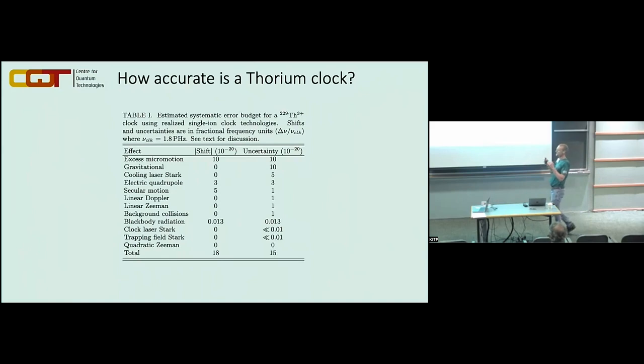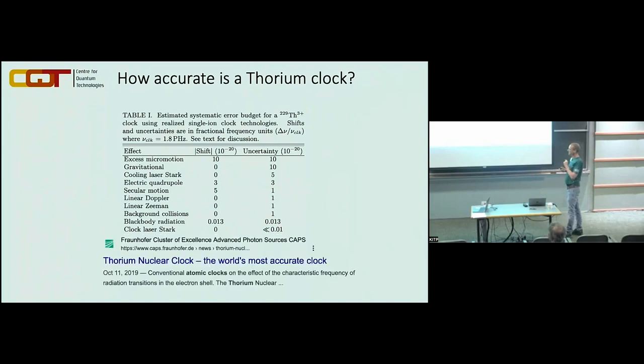And so I think you've got to be careful about how good you say your clock is if you're not making these comparisons. What I thought was funny, when I was Googling to find this error budget, I found this: the thorium nuclear clock, the world's most accurate clock. And I thought, at the very least, we have to build it first, right? That's got to be a minimum standard, I think, for how these things are done. But of course, you've got to be careful what you say to the media, because the media will say whatever they want.